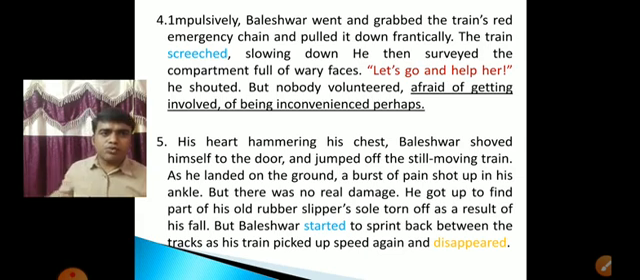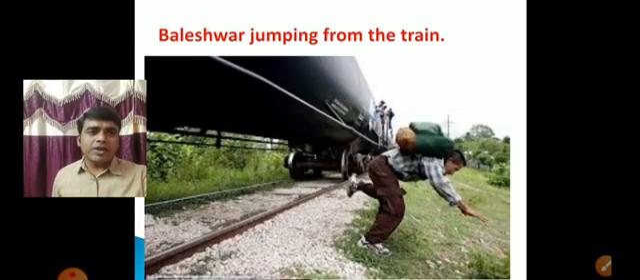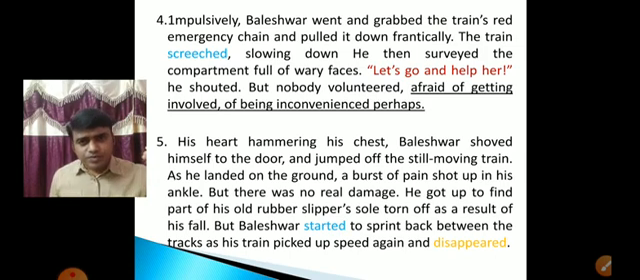And he got up to find the part of his old rubber slip sole torn off as a result of his fall. He jumped from the train, that's why the rubber sole of his slipper was torn, and he looked around for that sole of the rubber slipper, children. As a result of his fall, it was torn off.